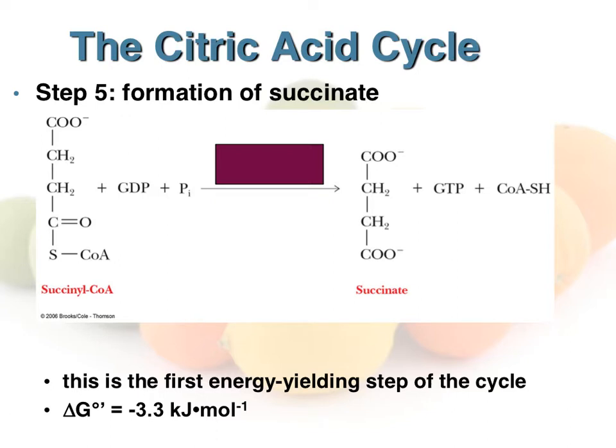I'll give you a moment to look this over. We're going from succinyl-CoA to succinate. What's one observation that you can make about this? There are lots of them, but what's one? It's one-sided. It's essentially irreversible. It utilizes inorganic phosphate. What else does it utilize?